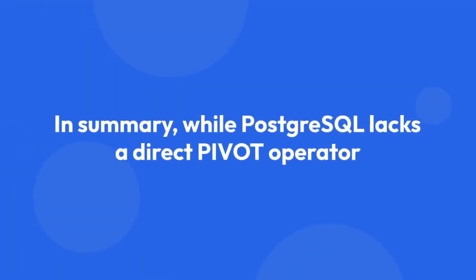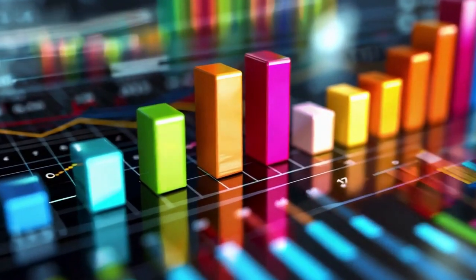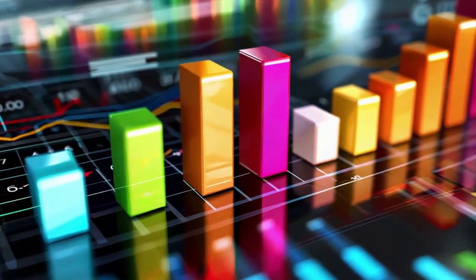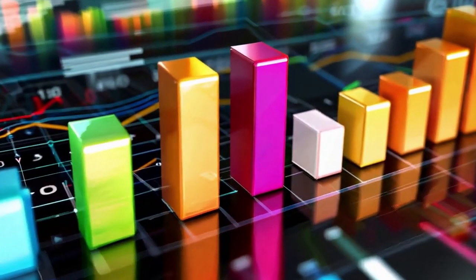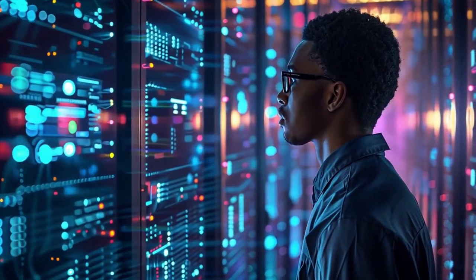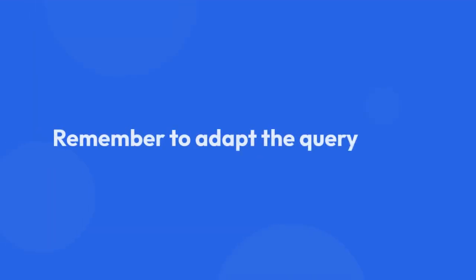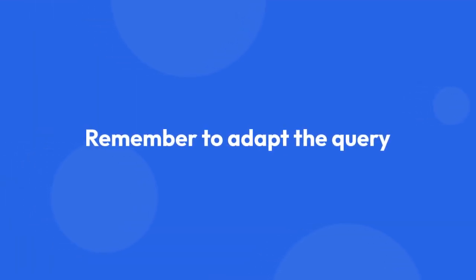In summary, while PostgreSQL lacks a direct pivot operator, using conditional aggregation with CASE and SUM provides a straightforward method for pivoting your tables, efficiently transforming your data for analysis. Remember to adapt the query by adding more CASE statements for each additional product you want to pivot.